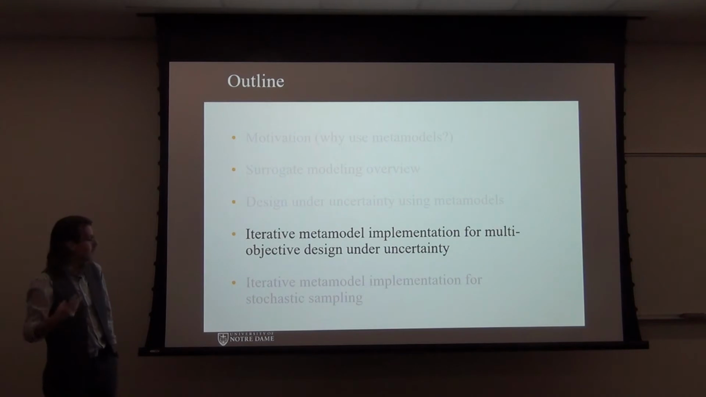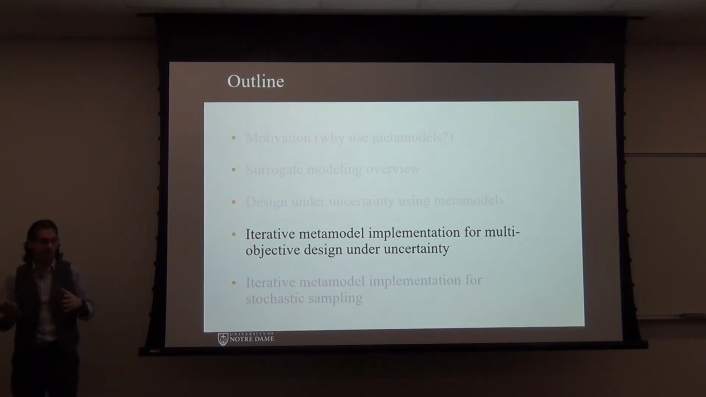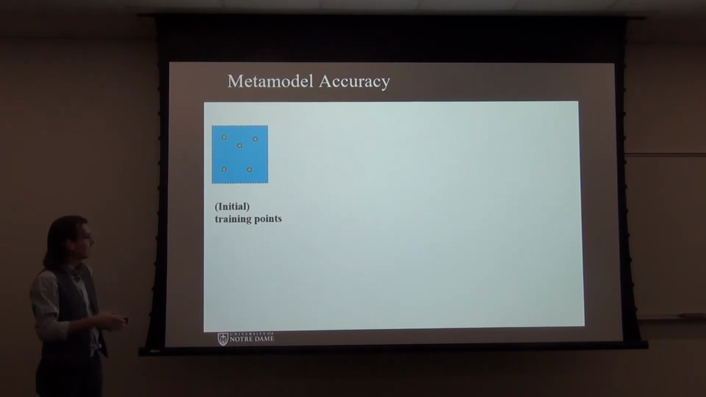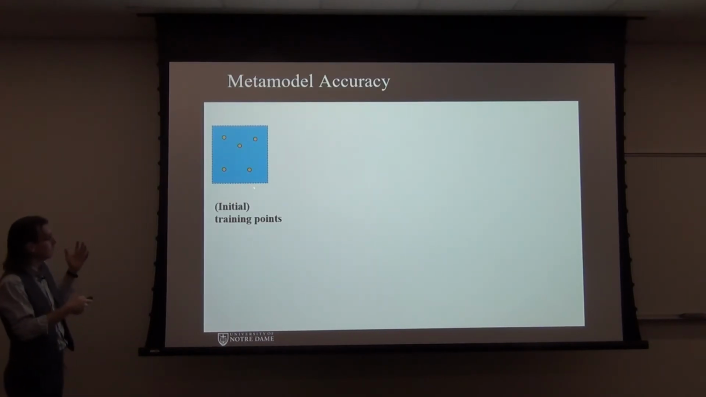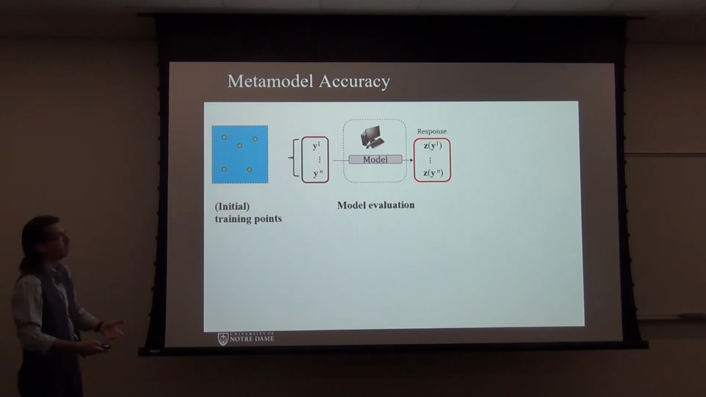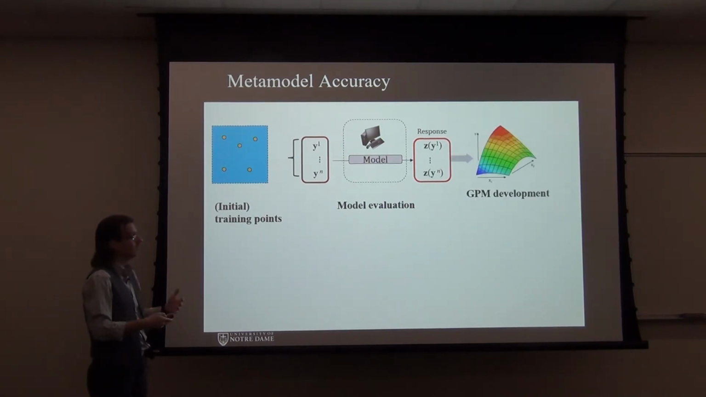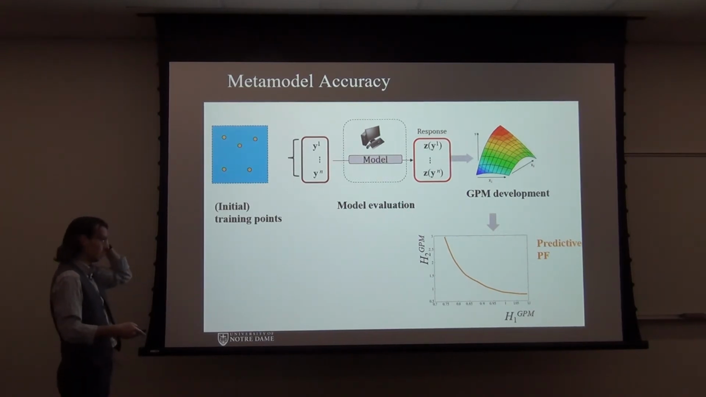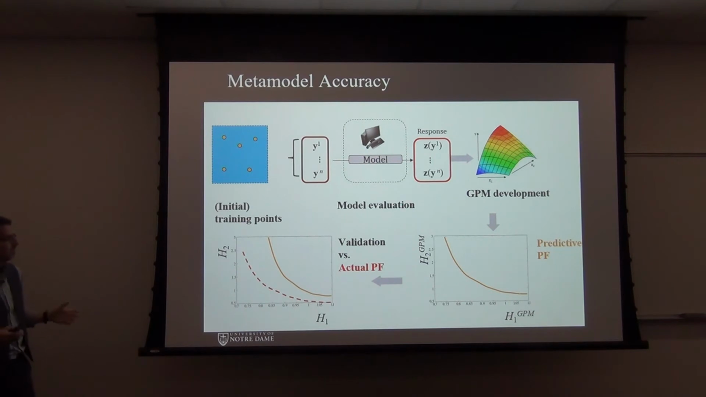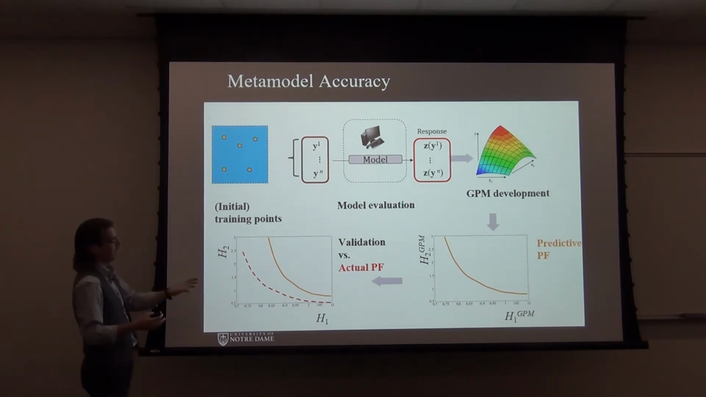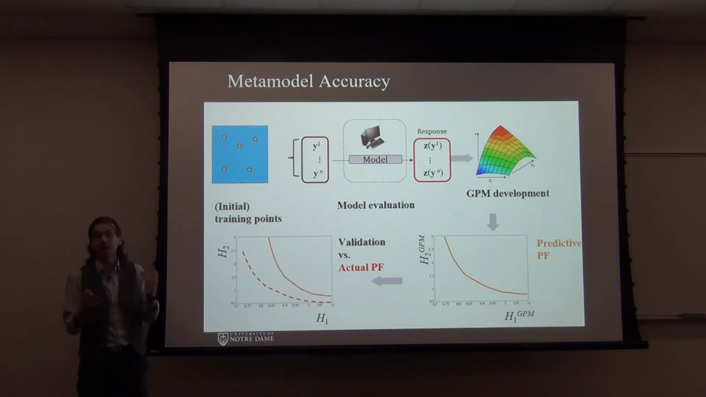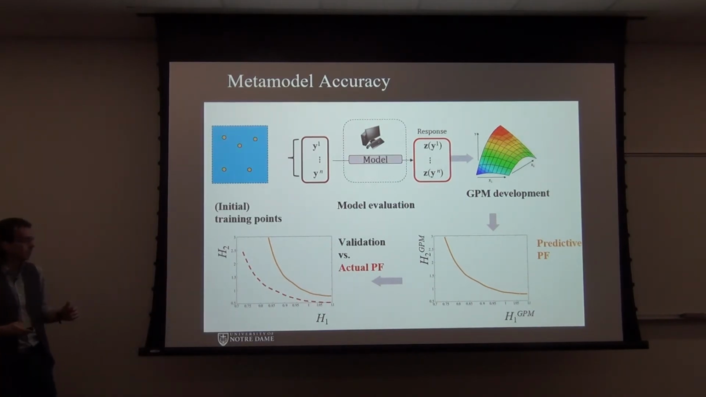So now let's talk about my initial premise: the iterative metamodeling implementation in this setting. This is what we said we're going to do. We're going to get our initial points, evaluate our model, then train our meta model, and then use that meta model to estimate this Pareto front. And then, for validation, if we had the actual Pareto front, we can compare them and see how good of a job we are doing.